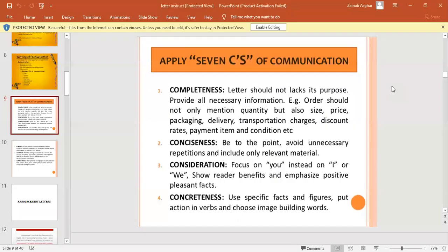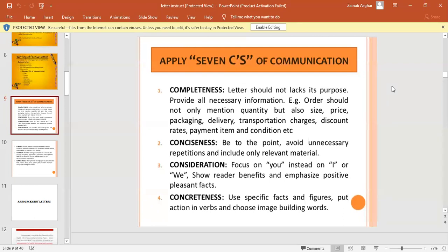So any business writing, in any business writing we need to apply the 7 C's of communication. Why do we call them 7 C's? Actually all these points start with C and they are 7 points, so that's why we call them the 7 C's of communication.